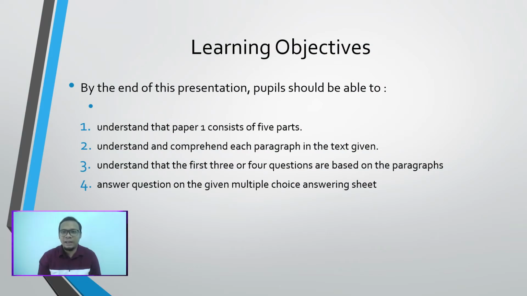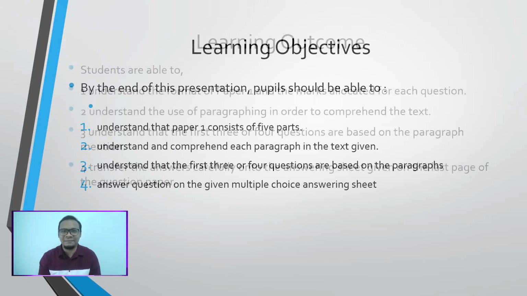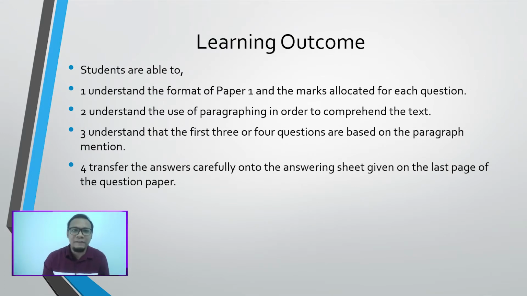Before we start, these are the learning objectives for this presentation. By the end of this presentation, pupils should be able to: number 1, understand that Paper 1 consists of 5 parts. Number 2, understand and comprehend each paragraph in the text given. Number 3, understand that the first 3 or 4 questions are based on the paragraphs. And number 4, answer questions on the given multiple choice answering sheet. With that being said, I hope that after this presentation, you will be able to answer Paper 1 Part 3 easily. Okay, next, we have the learning outcomes.